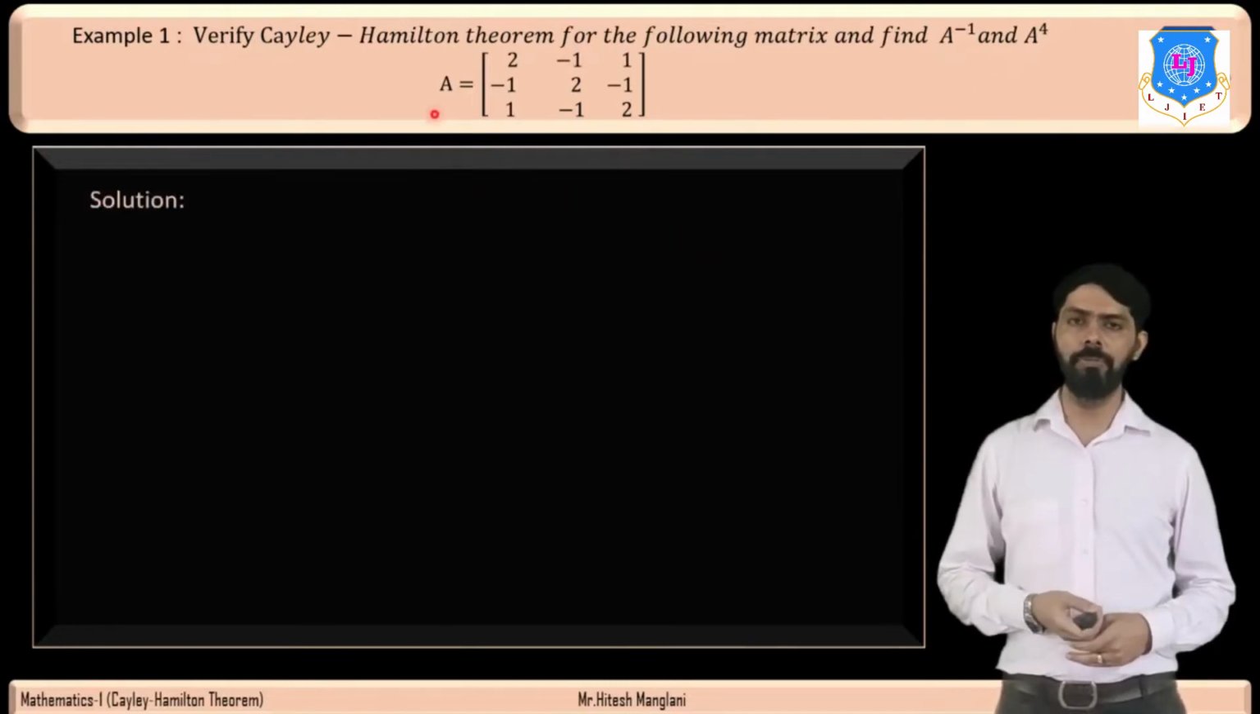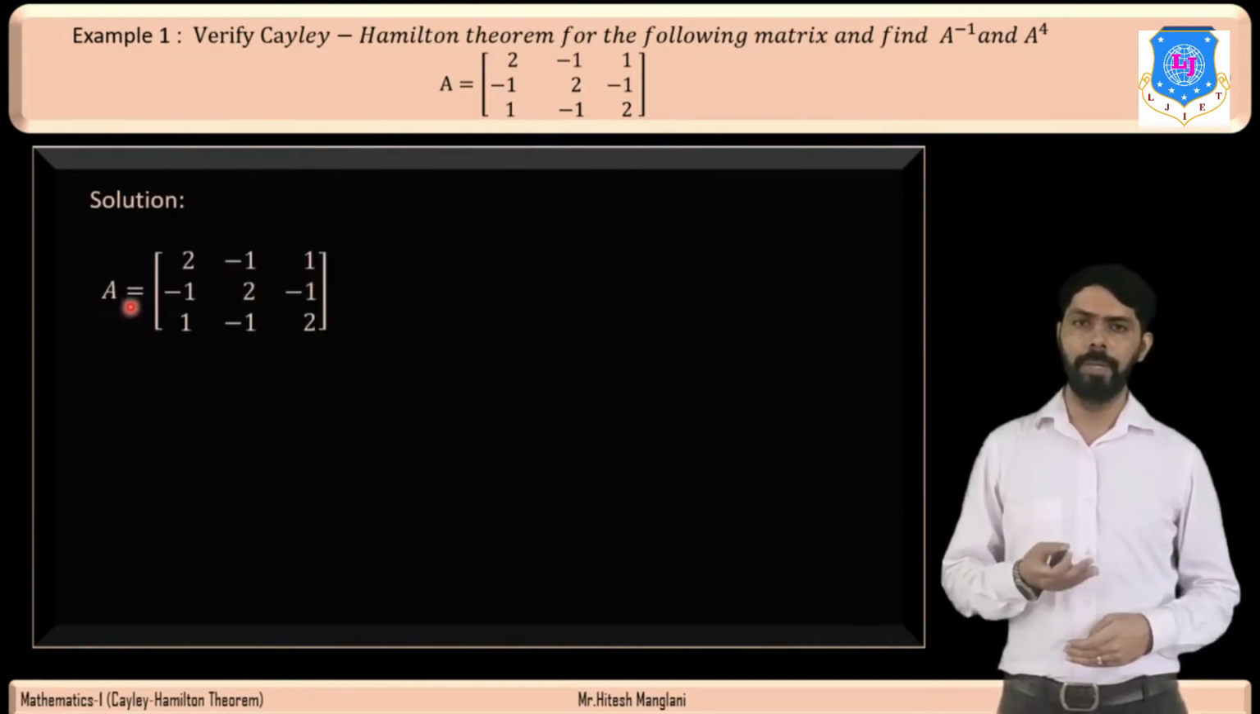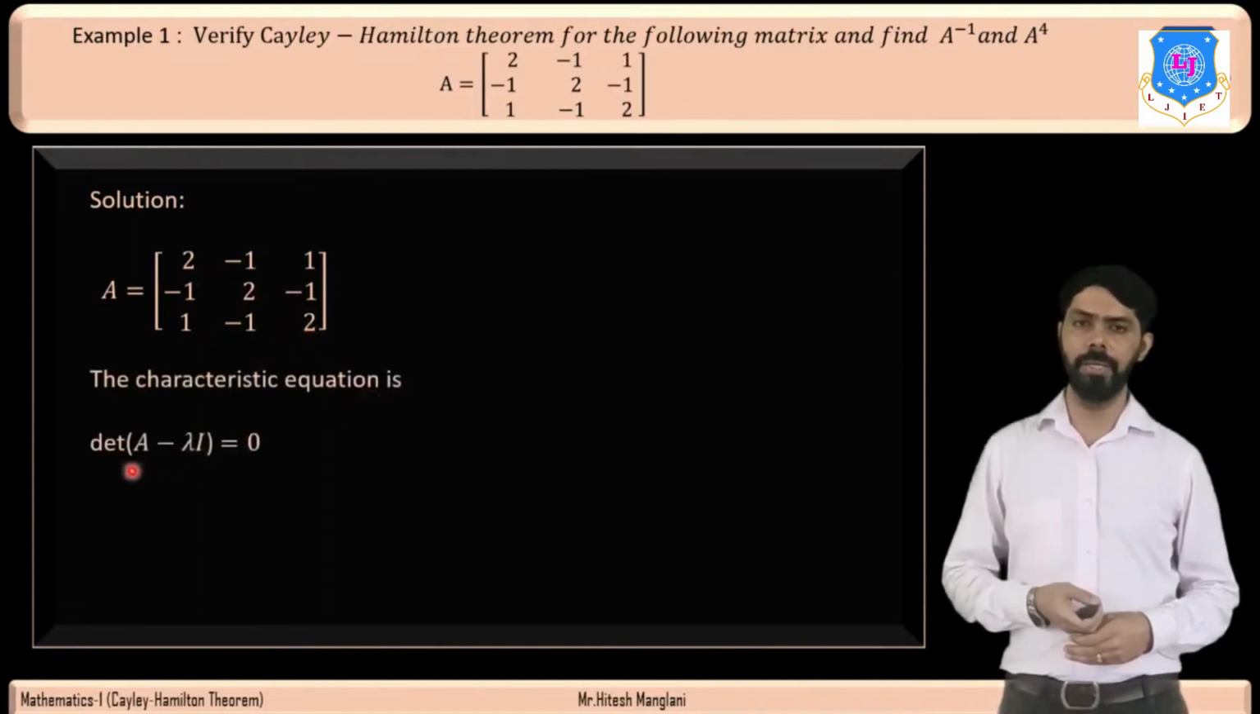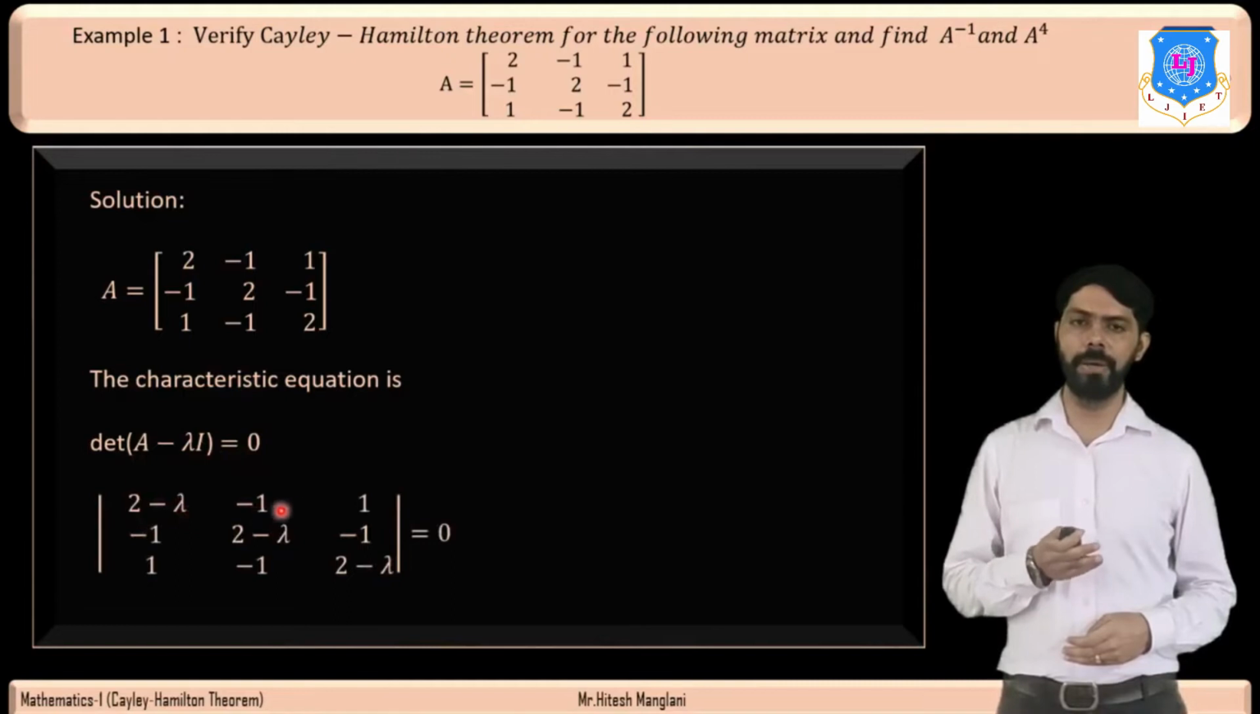First of all, we will find the characteristic equation of this matrix. Here A is equal to [2, -1, 1; -1, 2, -1; 1, -1, 2]. The characteristic equation is given by determinant of A minus lambda I equal to 0. So it will be the determinant of [2-lambda, -1, 1; -1, 2-lambda, -1; 1, -1, 2-lambda] equal to 0. Here we are subtracting lambda from the principal diagonal elements of A.